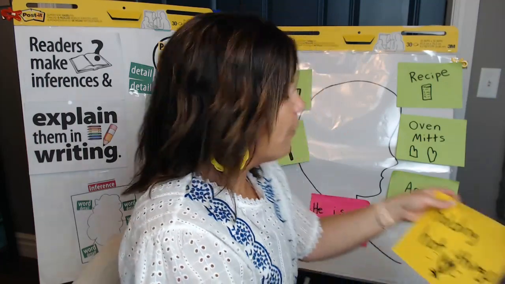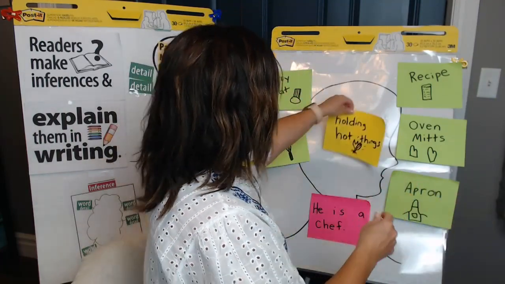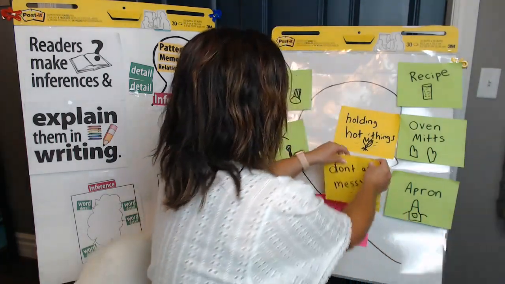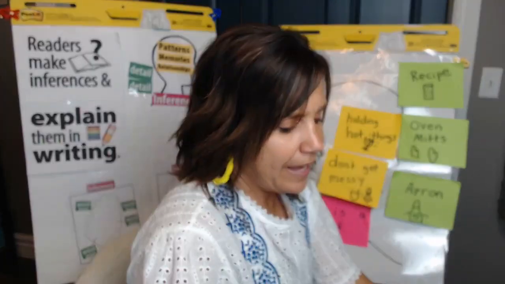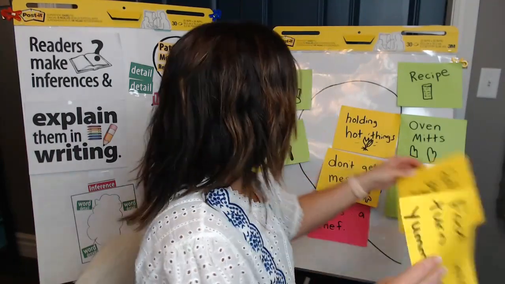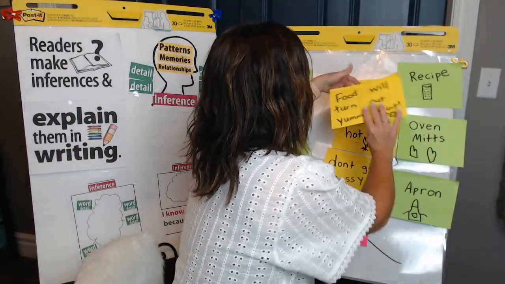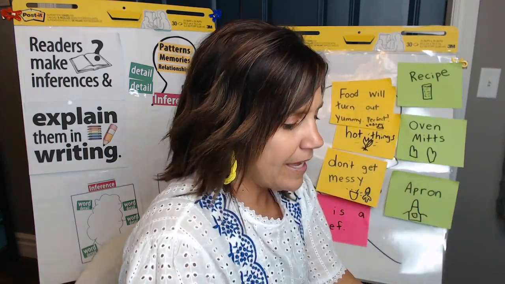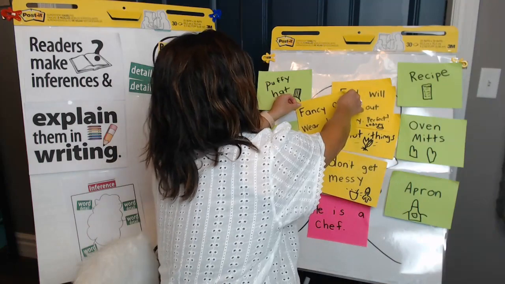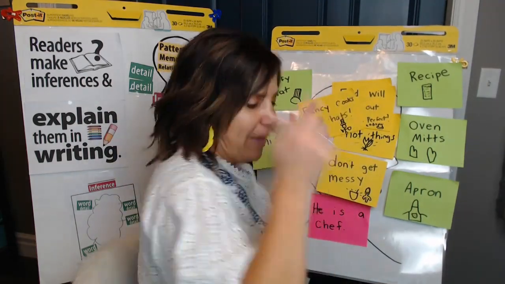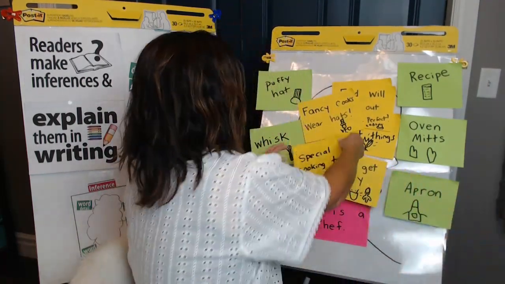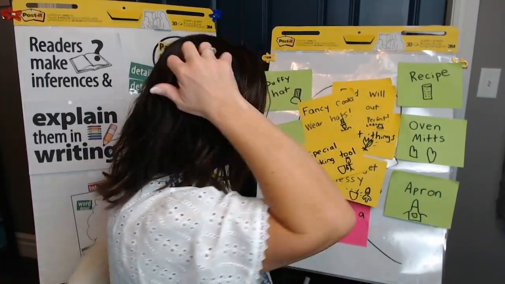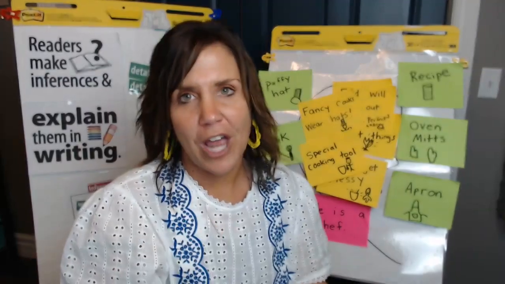And then our thinking voice, when we talked about the oven mitts, we talked about how those are to hold hot things. And the apron is so we didn't get messy. And the recipe was so that we could follow directions, and the food will turn out yummy and perfect. And the hat, fancy cooks wear hats. We knew that. That was our thinking voice thought. And then the whisk was a special cooking tool. And so we put all those thinking voice thoughts together and we came up with, he is a chef.